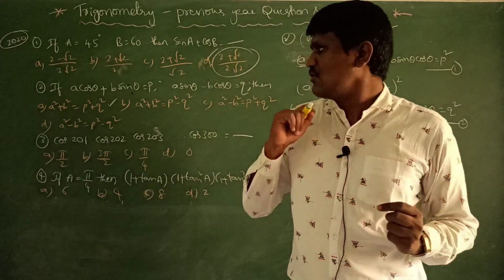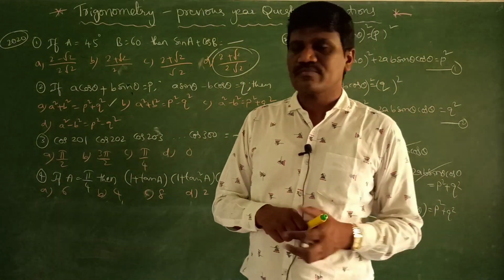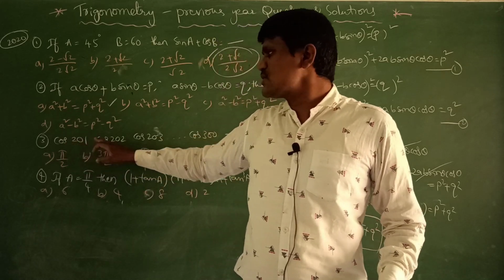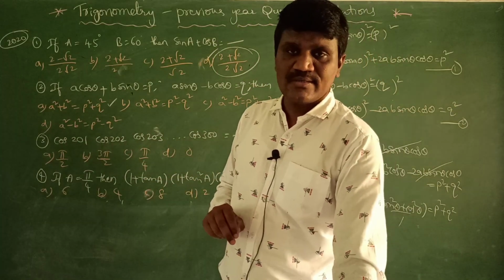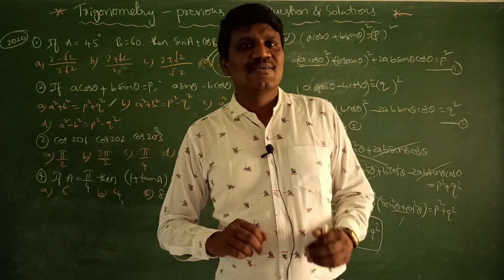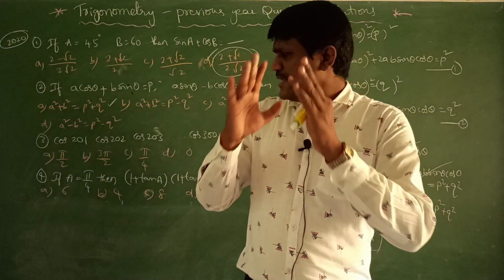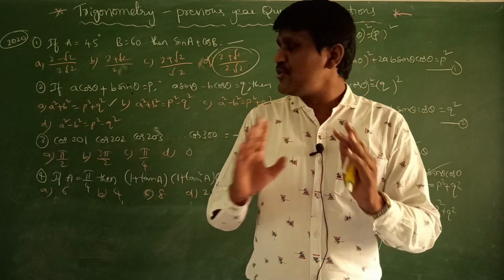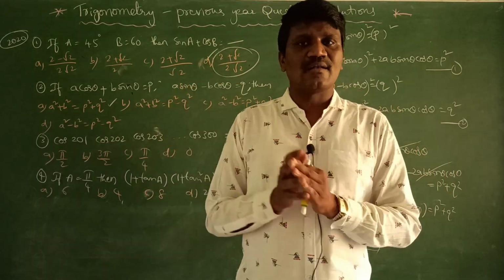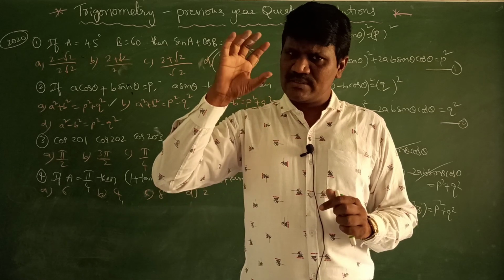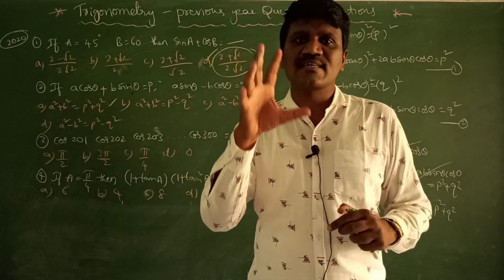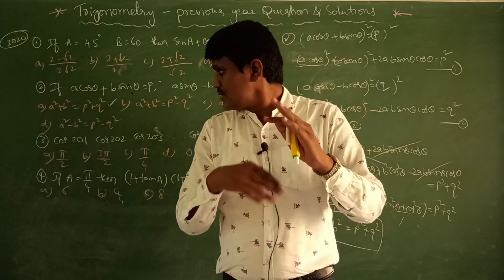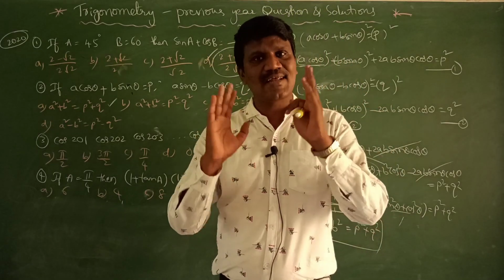Okay students, now let's see the third problem. This is cos 201, cos 202, cos 203, and so on up to cos 300. So what is the value of this? If you see any problem like this, we do not know the value of cos 201, 202, 203 and so on. Just seeing the question, you should understand that this is a logical problem, not a solution based problem.